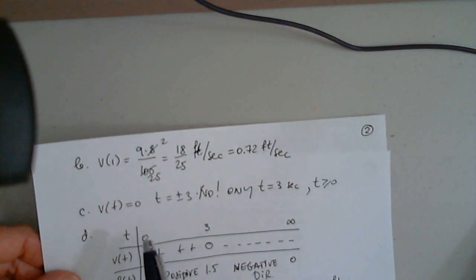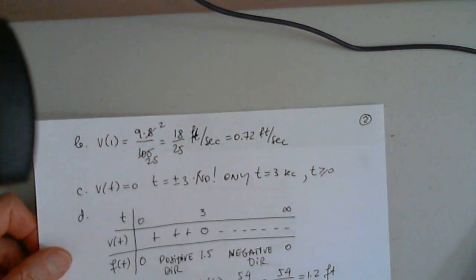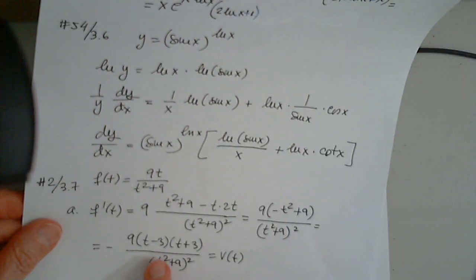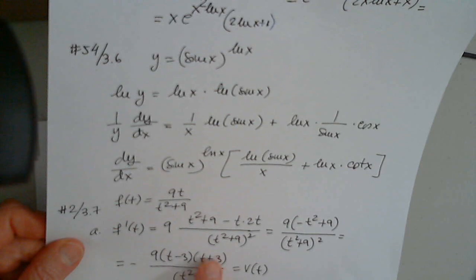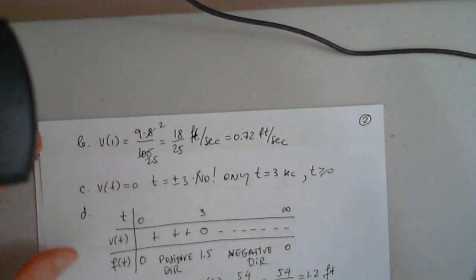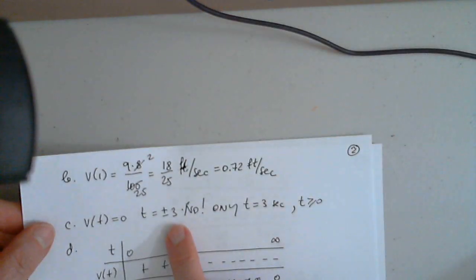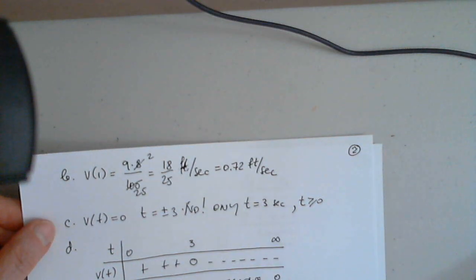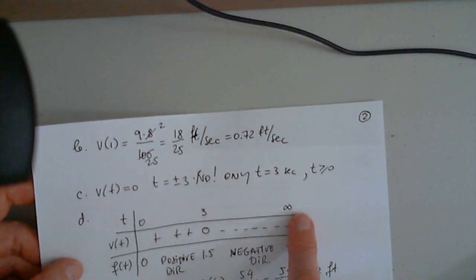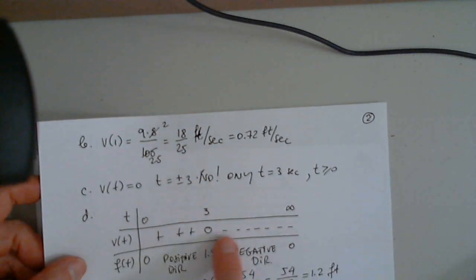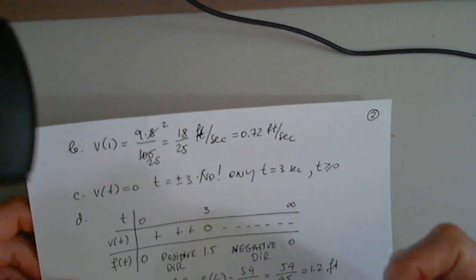So v of t equals 0: when I set this equal to 0, of course, I only get the numerator to be 0. A fraction is 0 when the numerator is 0, so t equals plus or minus 3. Of course, negative 3 is not acceptable. Only t equals 3 seconds because t must be greater than or equal to 0. So this is the domain of the function, 0 to infinity. This is the velocity, and this is the function.